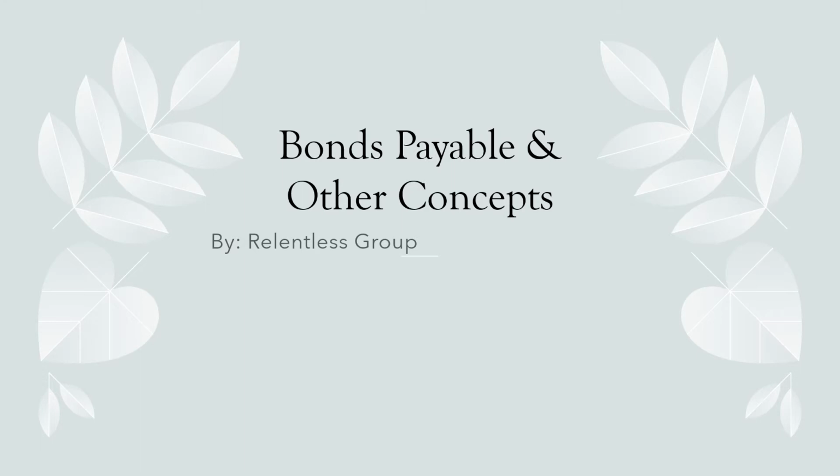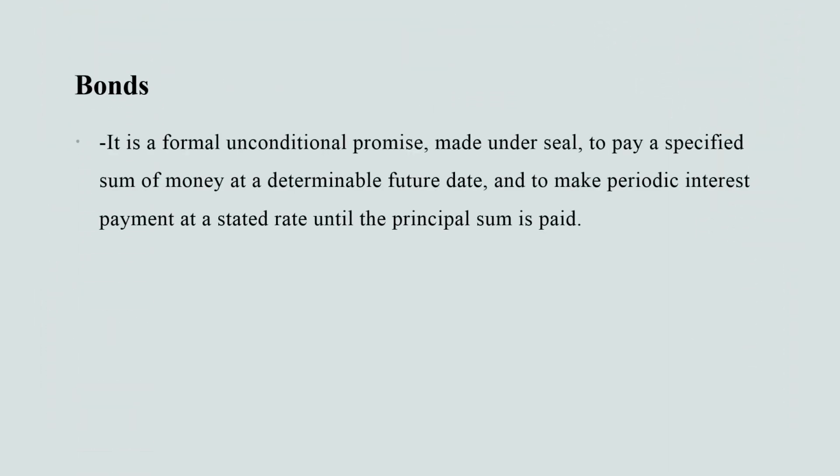So we have bonds. Ano nga ba ang bonds? It is a formal and conditional promise made under seal to pay a specified sum of money at a determinable future date and to make periodic interest payment at a stated rate until the principal sum is paid. So ang bond ay utang siya. Papel siya na may kasulatan na papahiramin mo ako ng pera at promise, and conditional yung promise ko na babayaran ko siya at specified time. Stilyado siya, may abogado, lahat ng formalities.